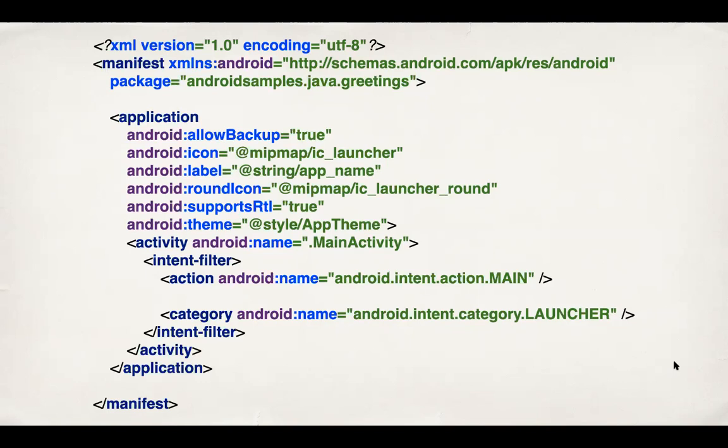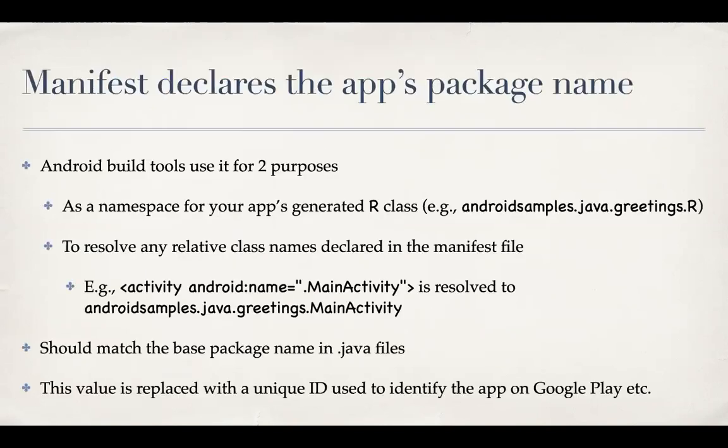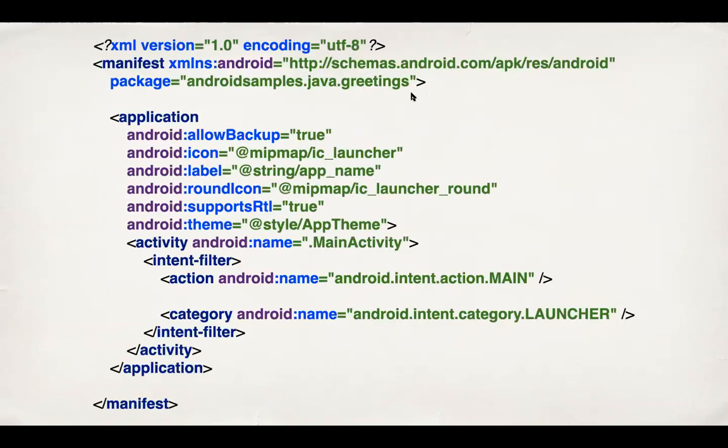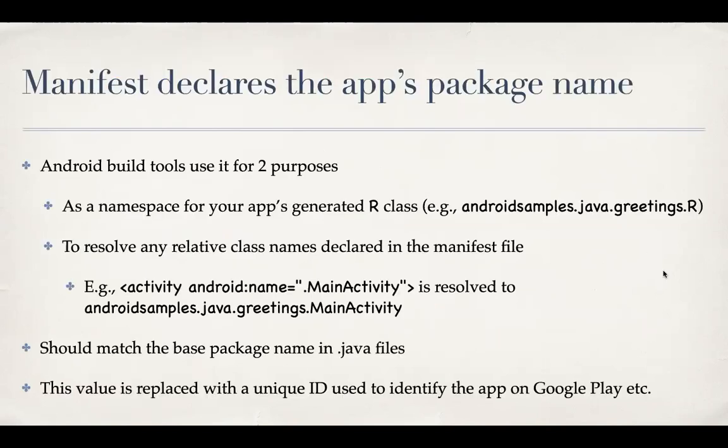We'll take a look at different parts of this and then see what else can be described or specified in the manifest file. A manifest file should declare the app's package name. You see it on the third line of this code here: package equals android.samples.java.greetings. Where is that package name used? Android build tools use it for two purposes. One, it serves as a namespace for your app's generated R class.